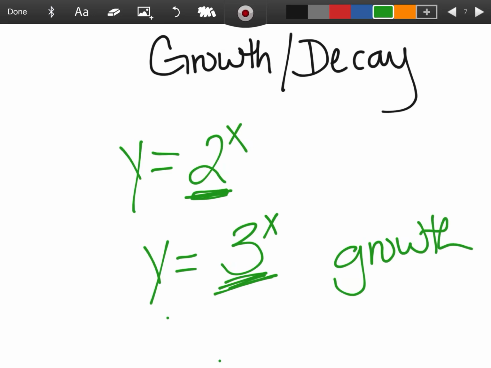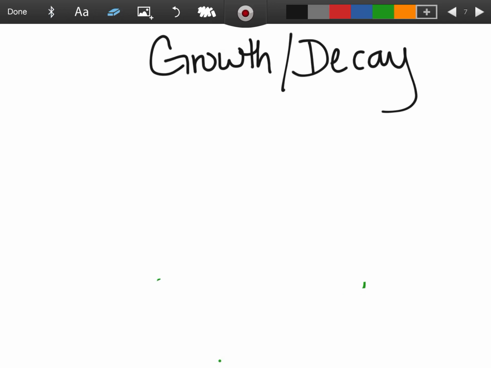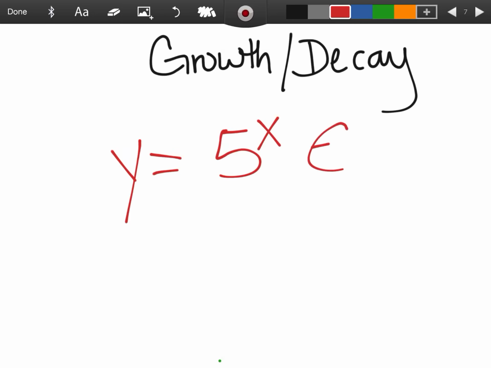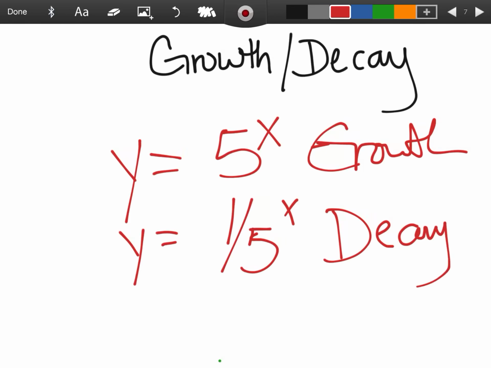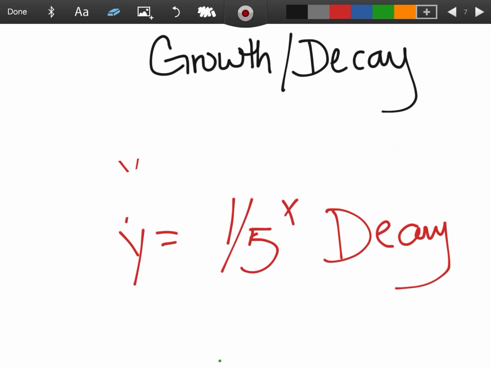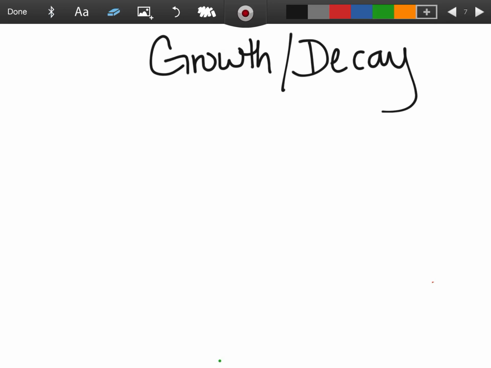What if I had y equals 5 to the x? That's still growth, all right? But if I had 1/5 to the x as my base, all right, that is decay. Let's erase this, okay? So a couple more.